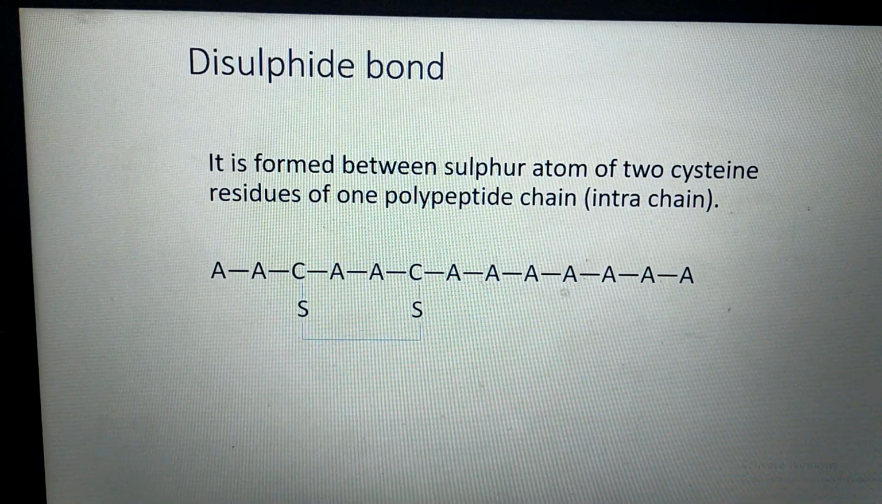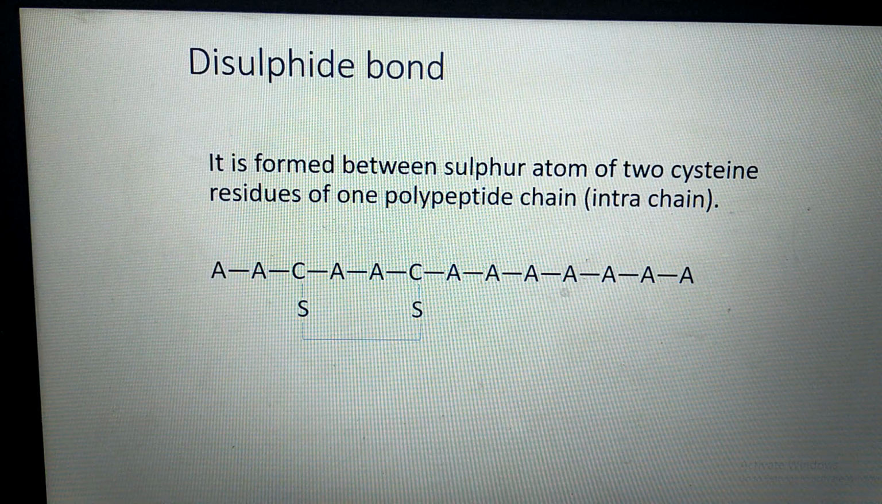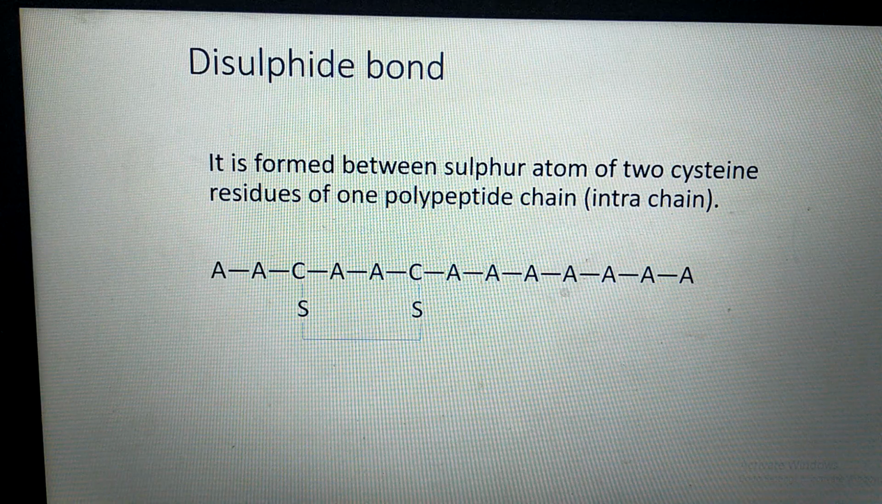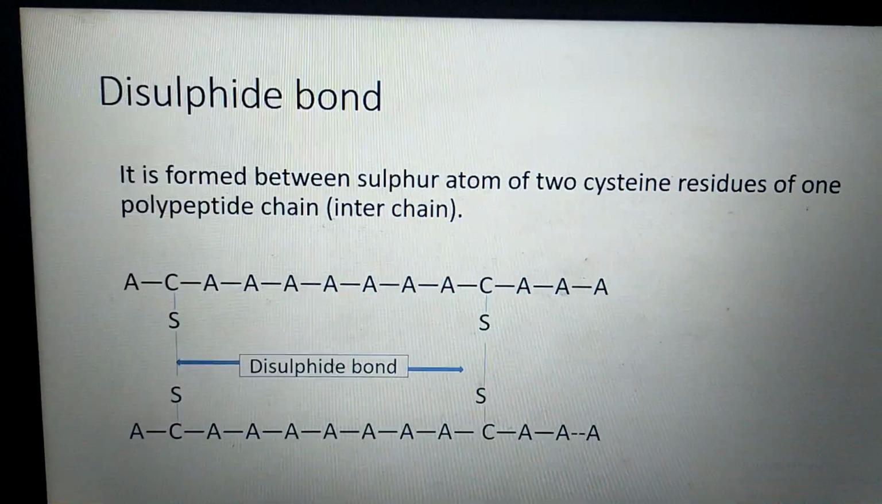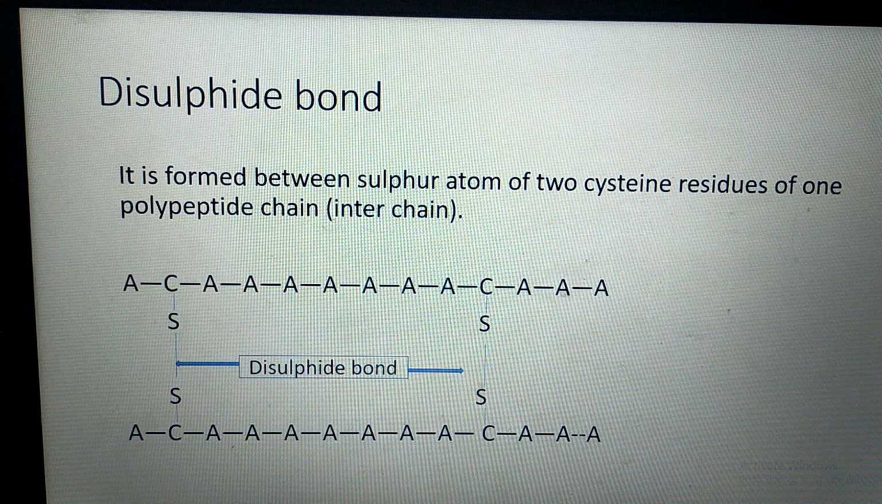Now disulfide bond. This disulfide bond is formed between sulfur atoms, therefore it is called disulfide bond, and this sulfur atom belongs to the amino acid cysteine. So basically it is formed between two cysteine residues or two cysteine amino acids of one or different polypeptide chains. If disulfide bond is formed within the same polypeptide chain, then it is called intra-chain disulfide bond. In this case, disulfide bond is formed between two different polypeptide chains, so it is called interchain disulfide bond.